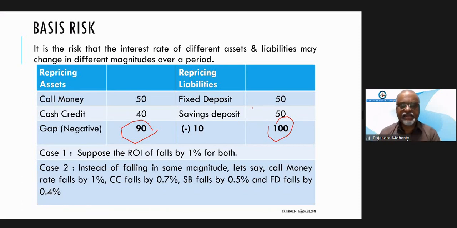Instead of falling in the same magnitude, let's say call money rate falls by 1%. Cash credit falls by 0.7%, savings fall by 0.5%, and FD falls by 0.4%. We have already done the same kind of exercise. Just tell me what is the amount.